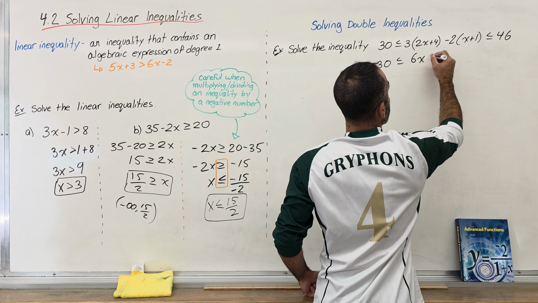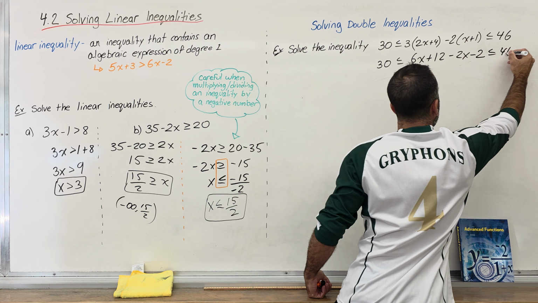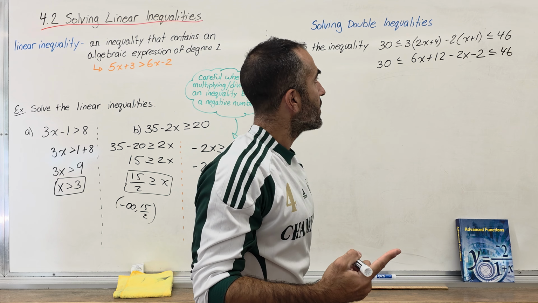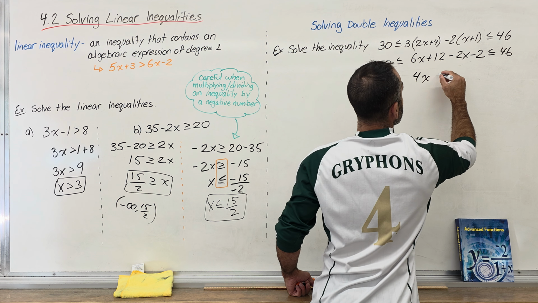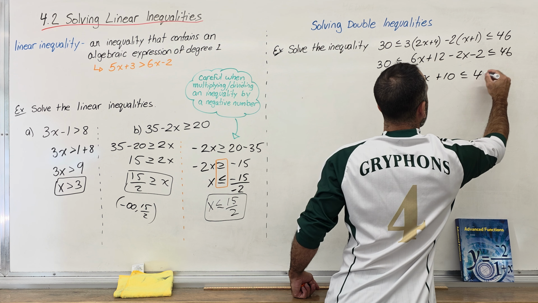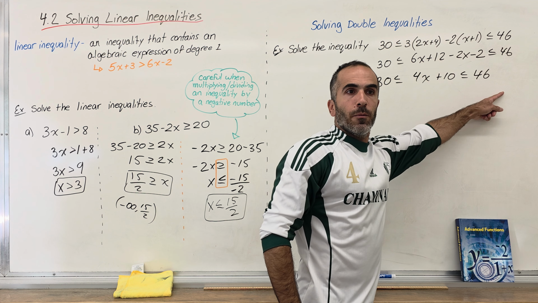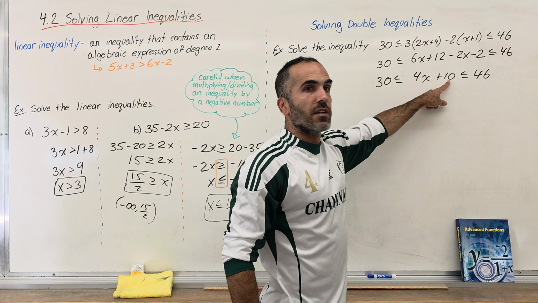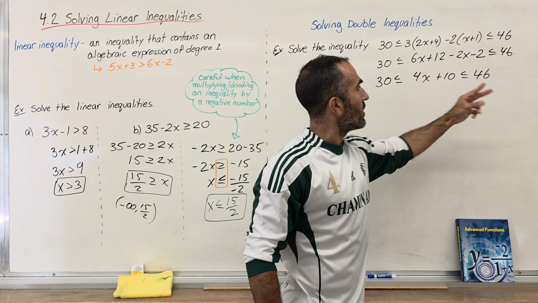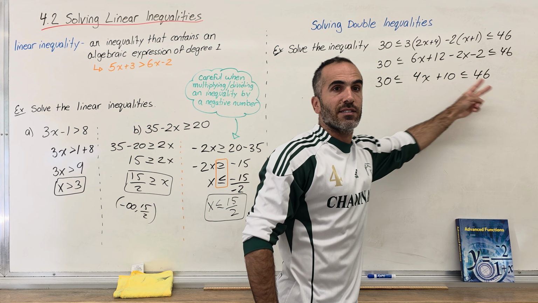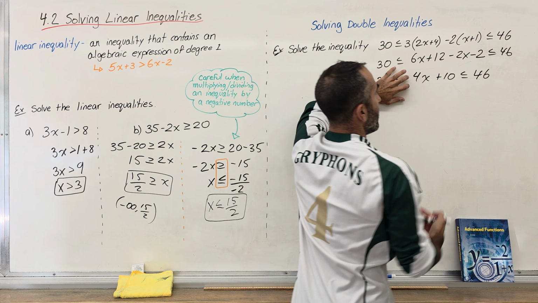That's going to be 6x plus 12 minus 2x minus 2. Don't make a mistake there. I'm going to collect my like terms in the middle, like I'm in grade 9. 4x plus 10. And now I'm here. I could divide by 4, but this is not divisible by 4, this is not divisible by 4, this is not divisible by 4. So instead I'm going to subtract 10, because what I'm trying to do is isolate the x. I can't bring the x anywhere because I have a double inequality. It's like this question and this question.